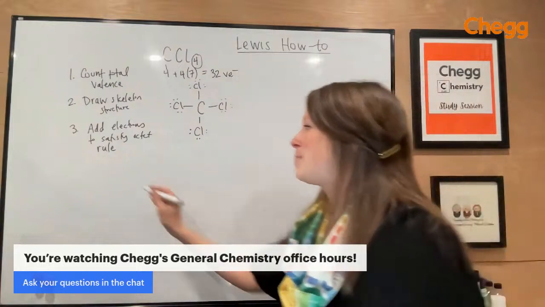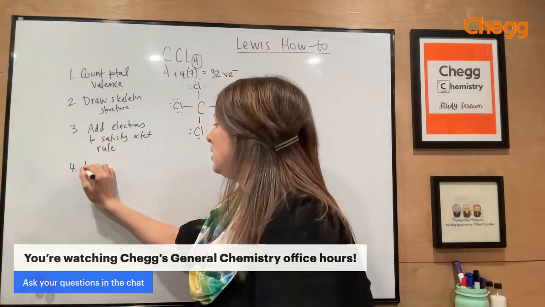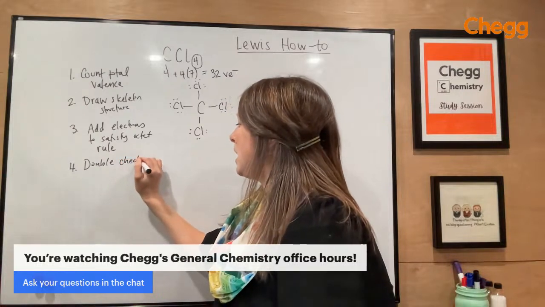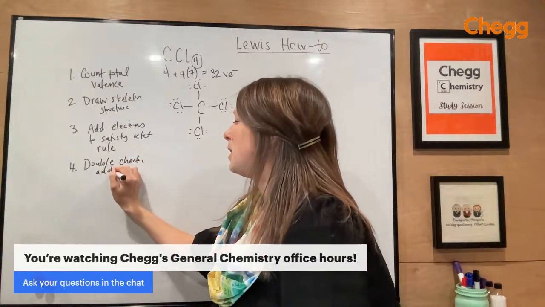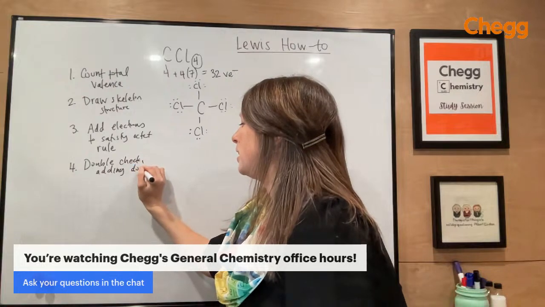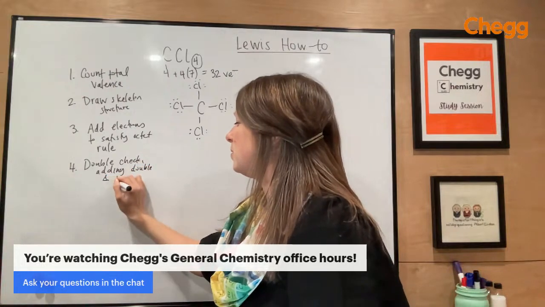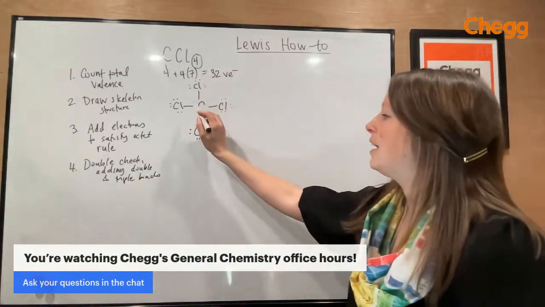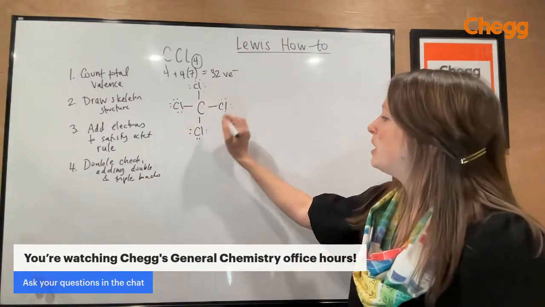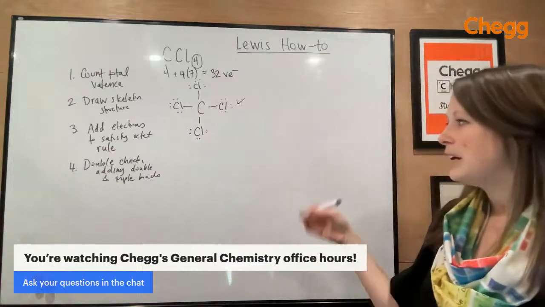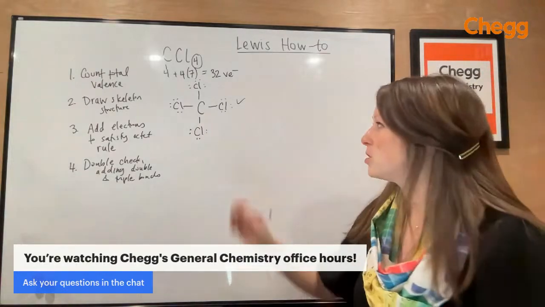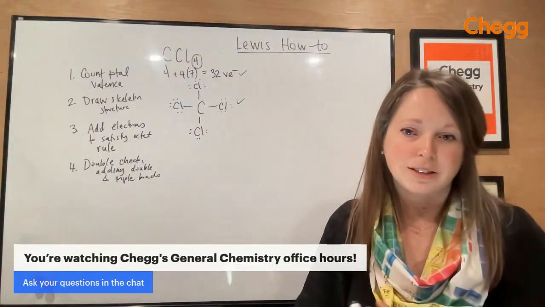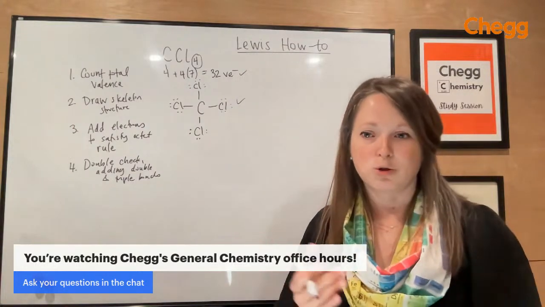So now my last step, I'm going to double check the total, adding double and triple bonds as necessary. All right, so looking at this now, I have 8, 16, 24, 32. This checks out. So I have correctly drawn my Lewis structure. So that's the reason why we find the total valence first, because it's a good way to double check to make sure you're not missing any double or triple bonds.